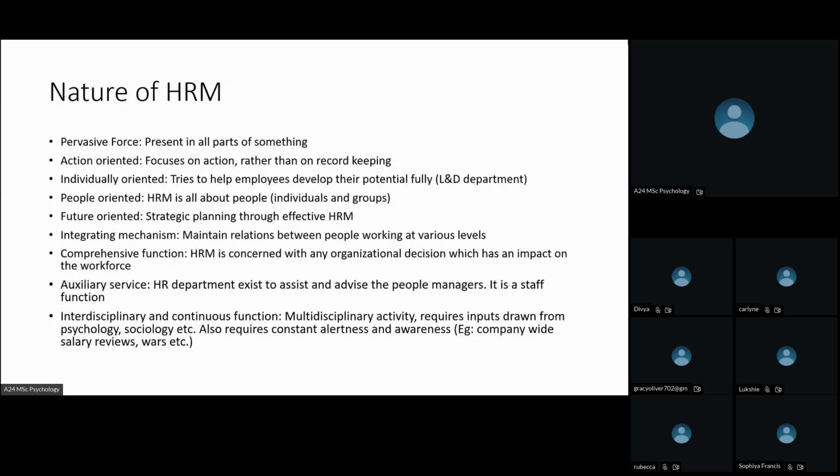I have a question here. Ma'am, what is the difference between HR and HRM? Can you tell me the difference?